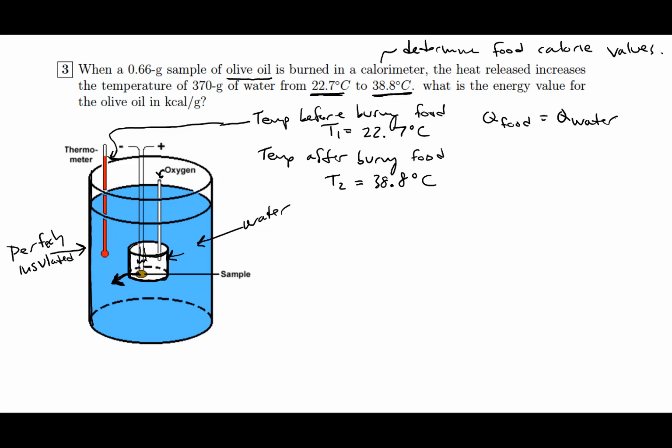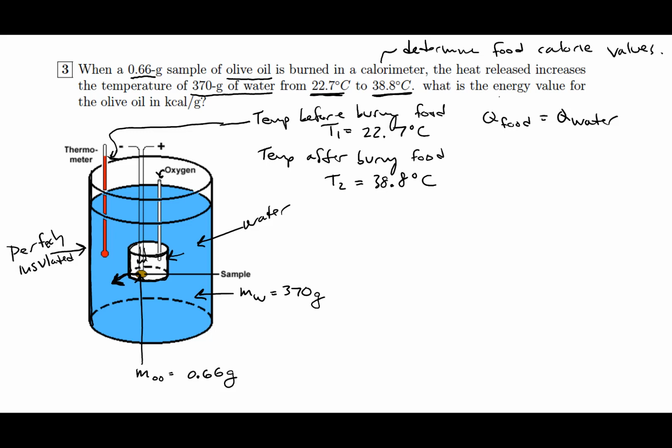And so now let's look at what the problem says. So we have a 0.66 gram sample of olive oil, so I'm going to just say that the mass of the olive oil is equal to 0.66 gram, and it gives us the water, so it's a 370 gram sample of water. So I'm going to put the mass of the water is equal to 370 grams.